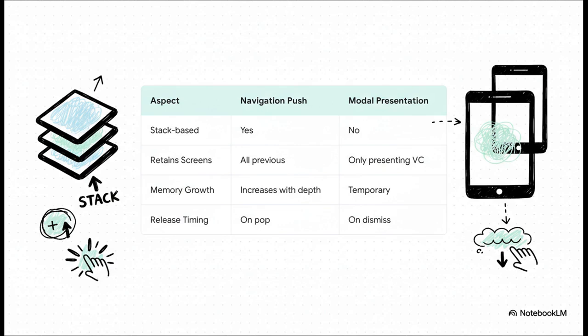Okay, what about retaining screens? Push keeps all the previous screens in that stack. But modal only holds on to the single one that presented it. And this directly affects memory growth. With push, it's cumulative. It just keeps increasing. With modal, it's temporary. And maybe the most important line here, the release timing. For push, a screen is only released on a pop. For modal, it's gone immediately on dismiss.